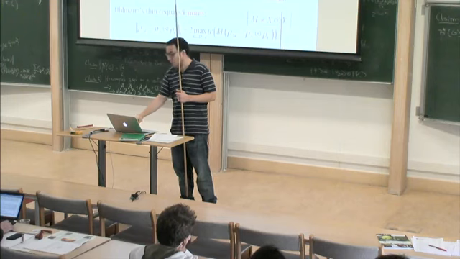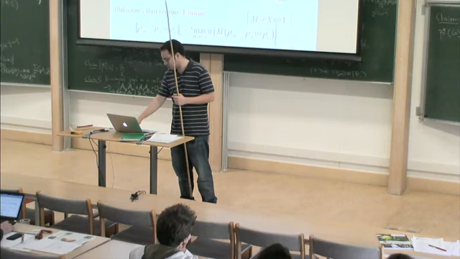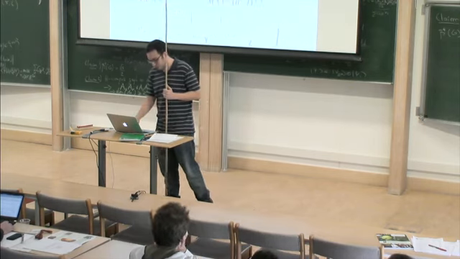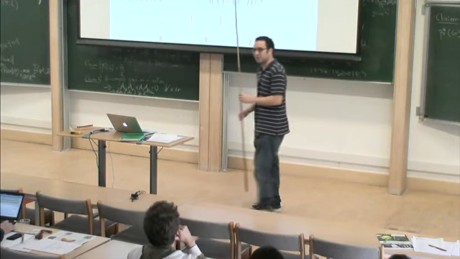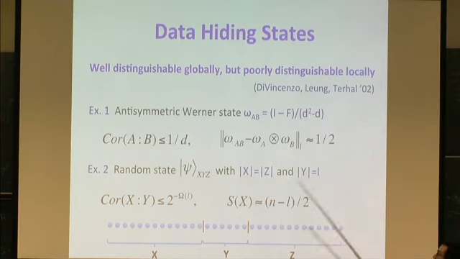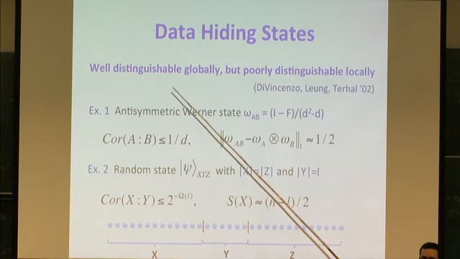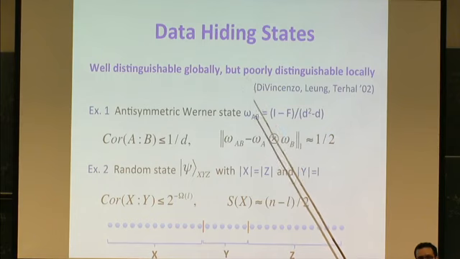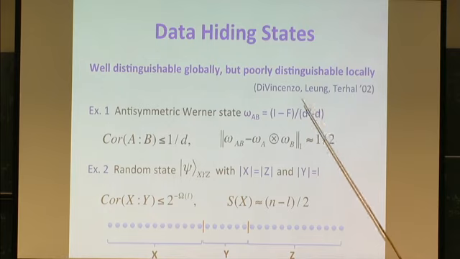Okay, maybe this is just a detail, and we can massage this and things would work. But actually, it's not the case, and there is a very good reason why. And it is data hiding states. These are states which you can distinguish very well globally. But if you just have access to local measurements, like we have for the correlation function, where we measure something locally on X and something locally on Z, then we cannot distinguish them at all.